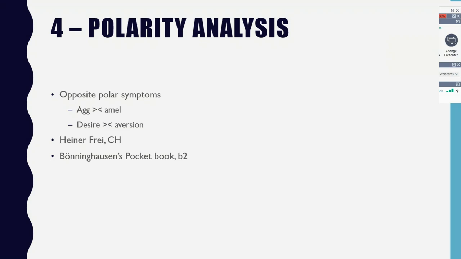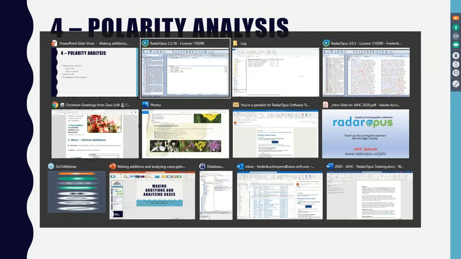And the idea, which was launched by Heiner Frey from Switzerland, is if a patient has certain symptoms, remedies may be in the rubric, but if those same remedies are known for the opposite, these remedies are less interesting. The best remedies are the ones that are really coherent with the symptoms of the patient. And in this way, he developed a module on a website with the pocketbook of Bönninghausen. And we have done the same as a software.